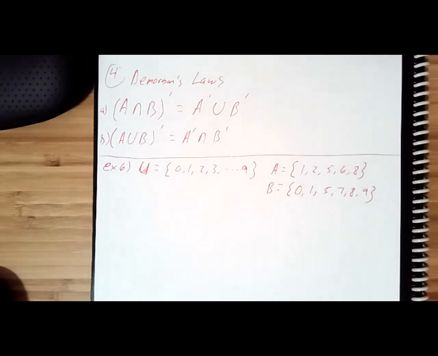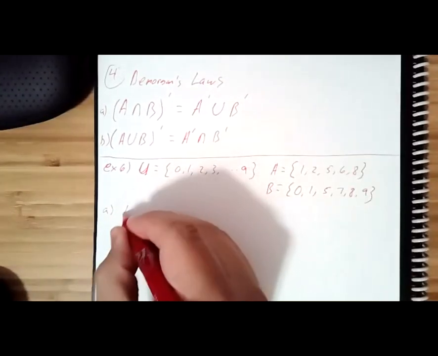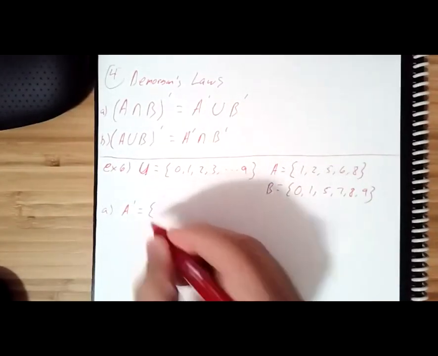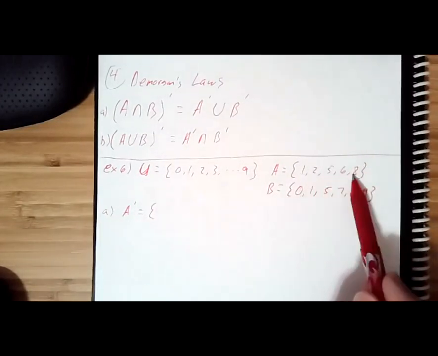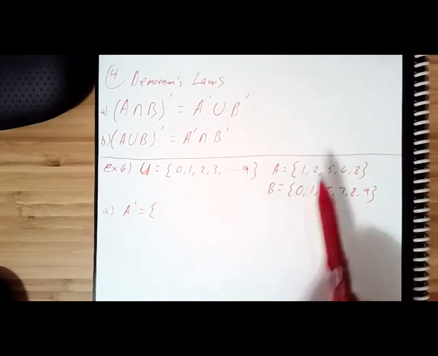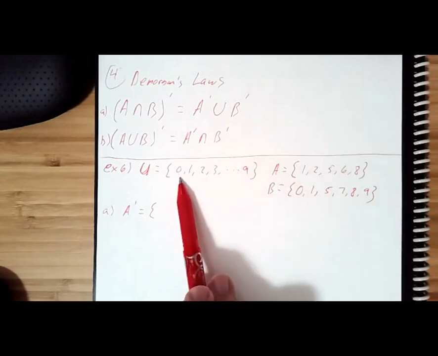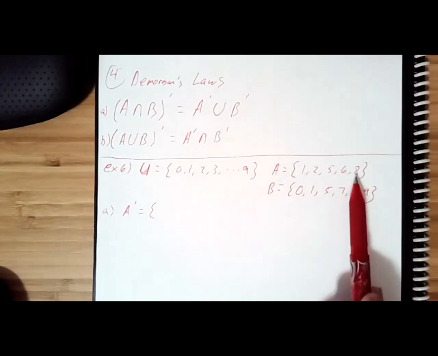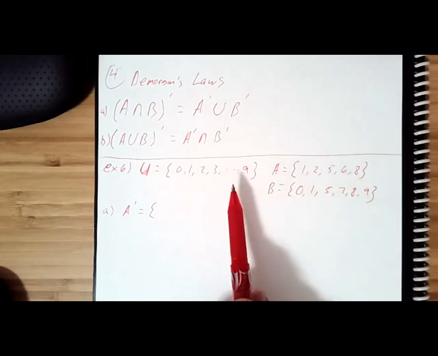Okay. So part A says, what is A complement? So basically what you would say is what's not inside the A, but is everywhere else, right? Because U is 0 through 9. A is 1, 2, 5, 6, 8. So what is missing in here out of these? That would be not A.